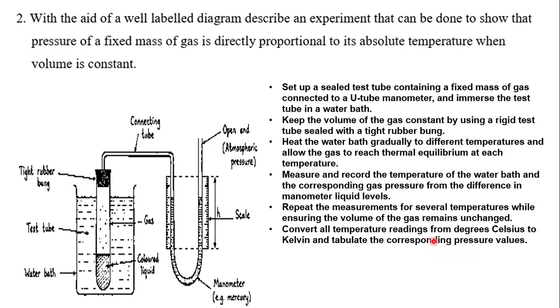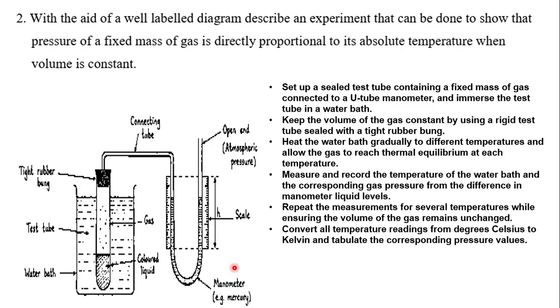Convert all temperature readings from degrees Celsius to Kelvin. You do that by adding 273.15 to the measured temperatures. That will give you the Kelvins, but you can just add 273 without the decimal part. So convert the temperatures: the temperatures that you get, add 273. So you will have a table, and then you also find the corresponding pressures. The pressures will be simply the difference in the column levels of both sides.